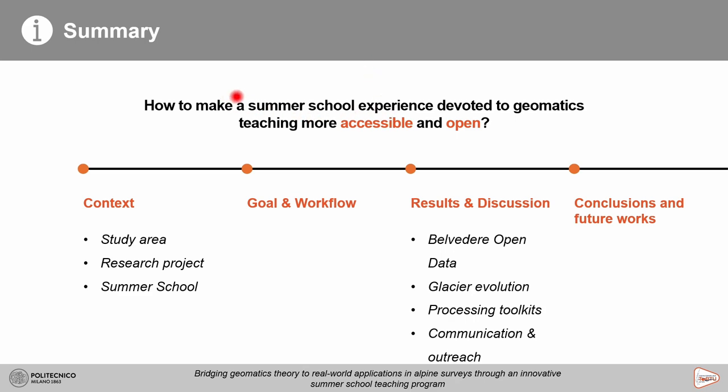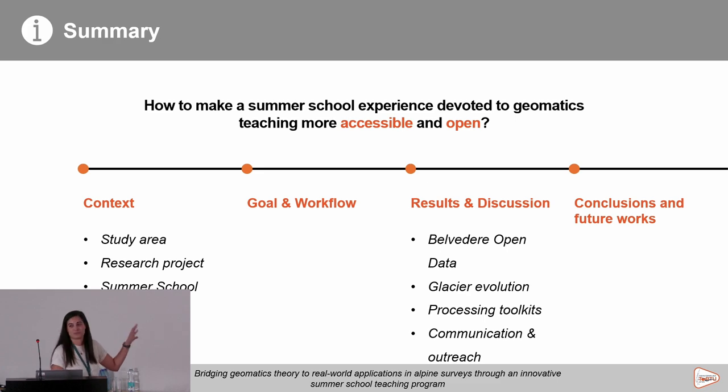So the idea is to show you how we try to deal with openness of education and openness of software and material also. We connected this aspect with the goal also of climate change awareness and inclusion of students in this topic. So the main question that raised in our minds was how we can make this summer school, that firstly was entirely devoted to Politecnico students, more accessible, more open and inclusive, also under all the aspects that these terms usually mean.